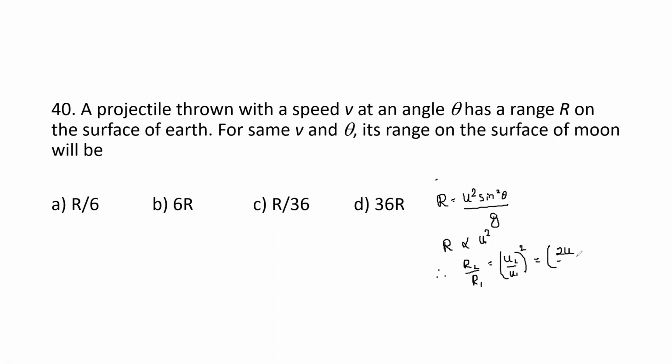twice of U1, therefore it becomes 2U divided by U. U will get cancelled, so here it is square, therefore it can be written as R2 by R1 is equal to 4. Therefore the range on the Moon, we can take it as R2 is equal to R1 into 4, which is equal to 4R1.